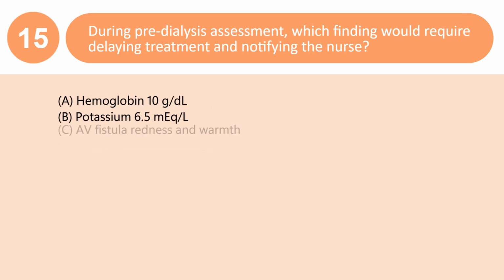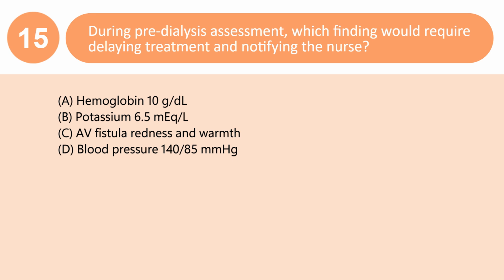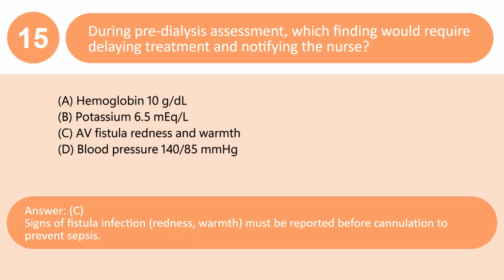During pre-dialysis assessment, which finding would require delaying treatment and notifying the nurse? A. Hemoglobin 10 g/dL. B. Potassium 6.5 mEq/L. C. AV fistula redness and warmth. D. Blood pressure 140/85 mmHg. Answer C. Signs of fistula infection, redness, warmth, must be reported before cannulation to prevent sepsis.